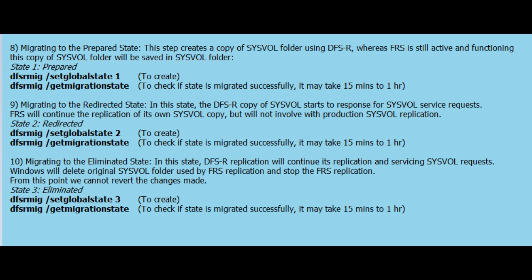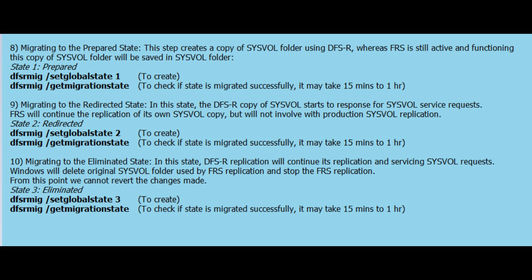9. Migrating to the Redirected state. In this state, the DFSR copy of SYSVOL starts to respond to SYSVOL service requests. FRS will continue the replication of its own SYSVOL copy, but will not be involved with production SYSVOL replication. State 2, Redirected. Command is dfsrmig /setglobalstate 2. To check, the command is dfsrmig /getmigrationstate. To check if the state is migrated successfully, it may take 15 minutes to 1 hour.